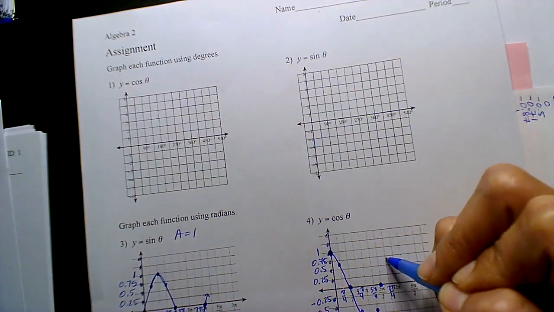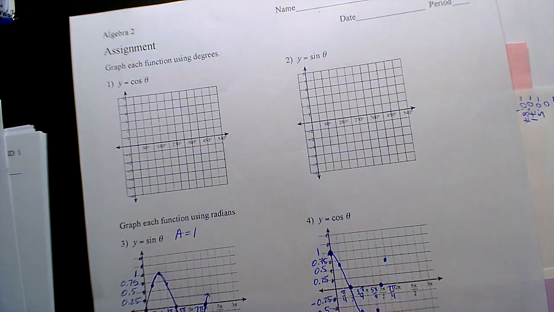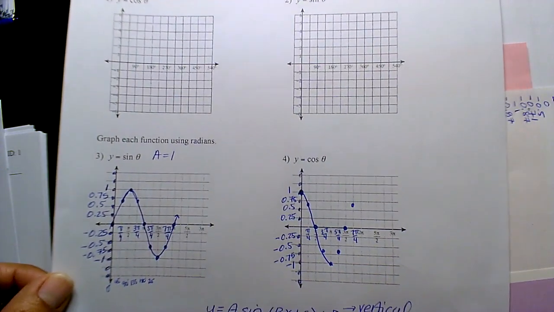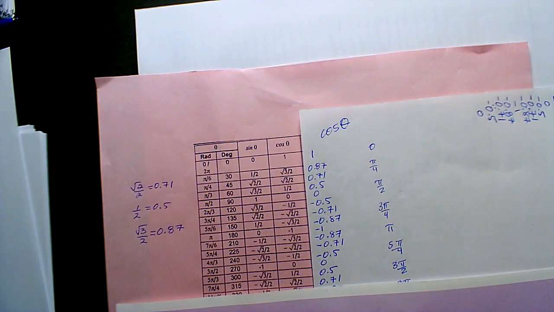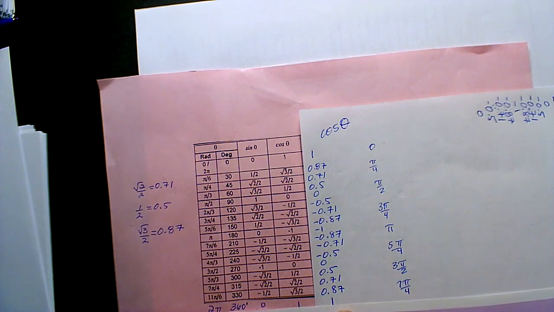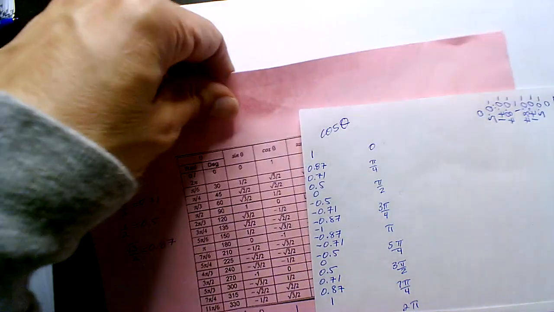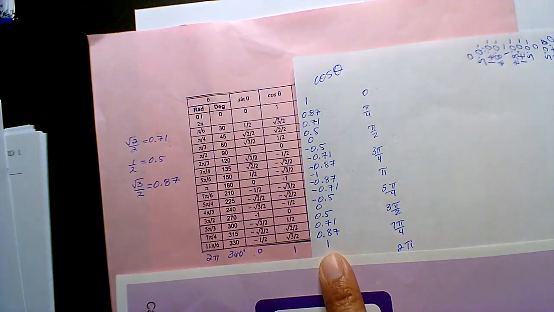I know sometimes students get kind of lazy, and you're like, oh no, I don't need to plot everything. I suggest you write all the fractions out, and then one by one, you keep going back to your chart, because you could accidentally mess up one of the plots. And then 2 pi is at 1.